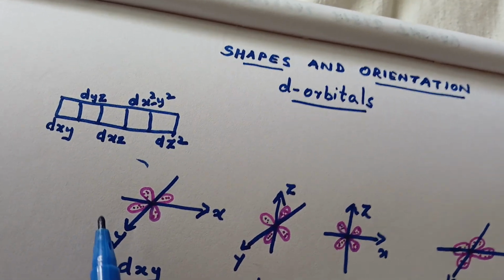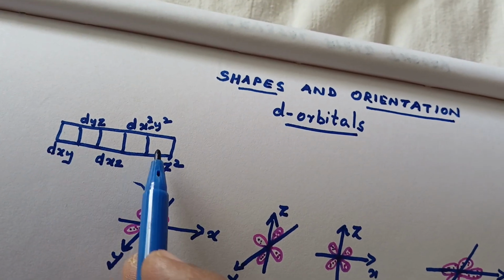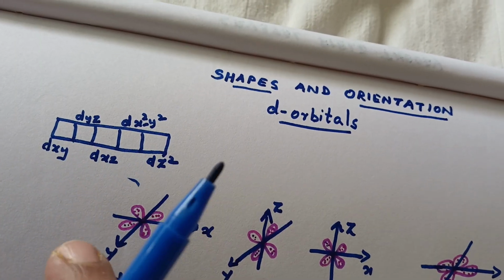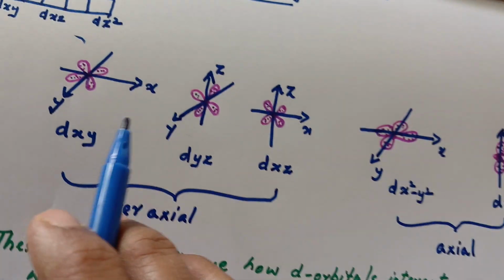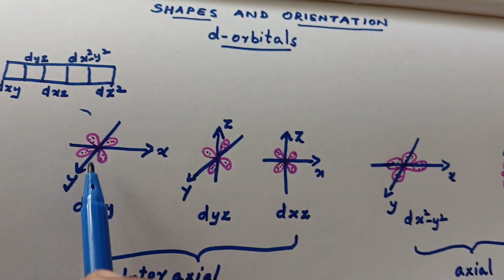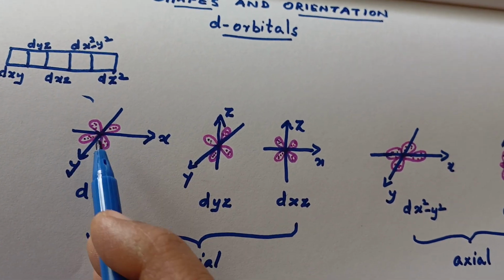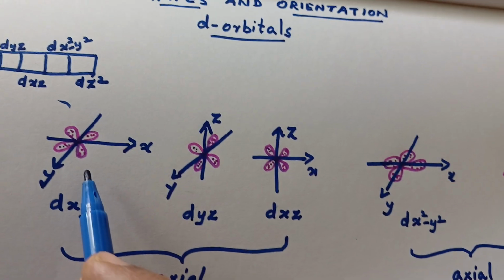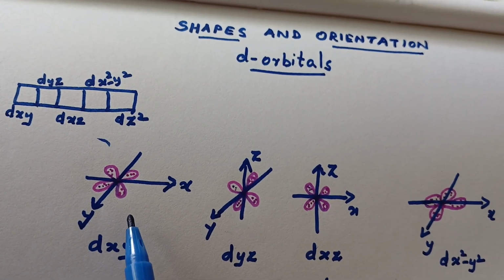Now, though they are degenerate, that is, they all have the same energy, in space they are arranged differently, or they have different shapes.